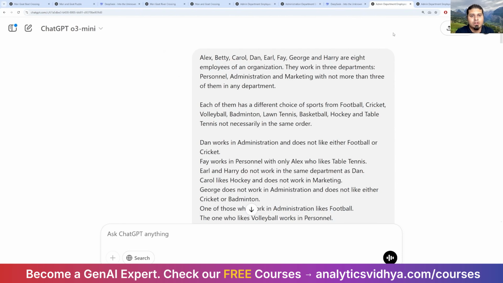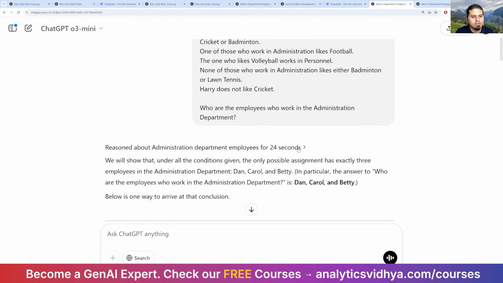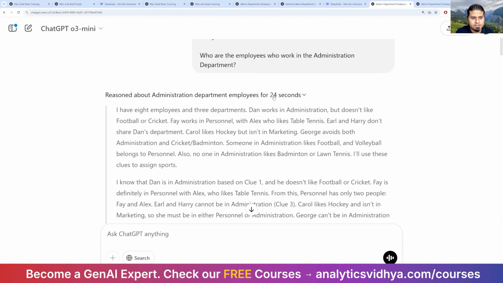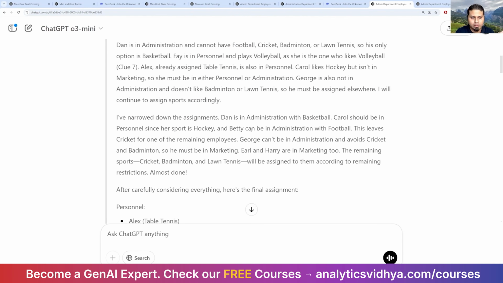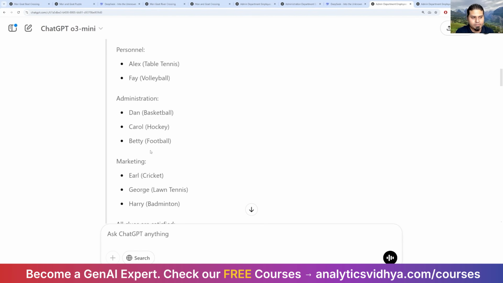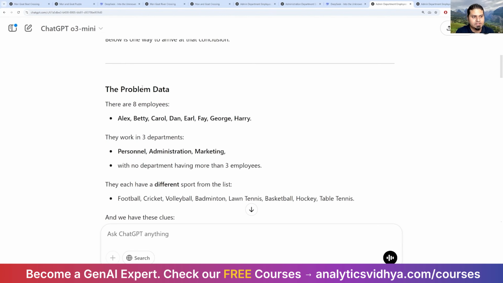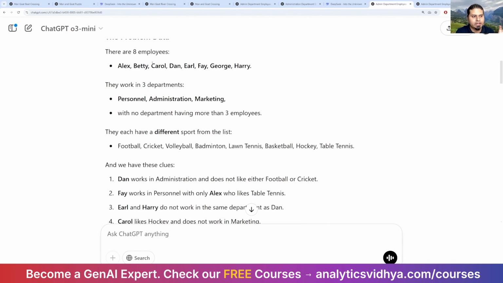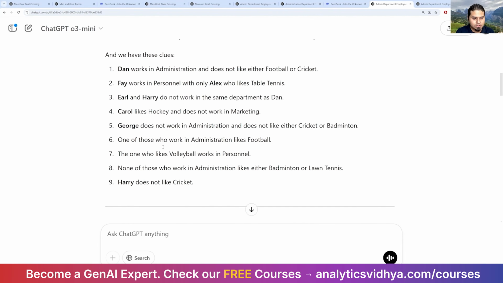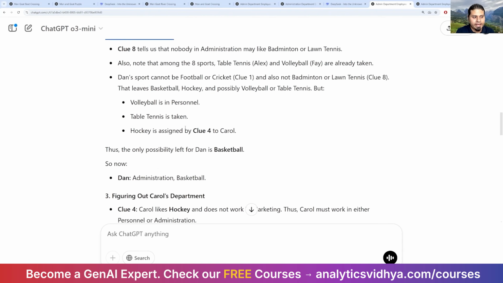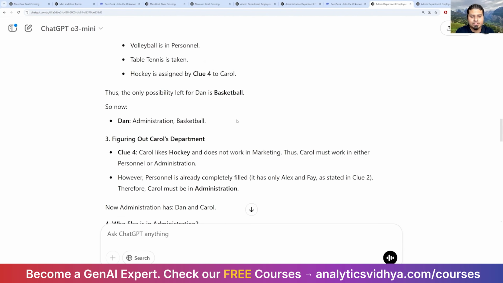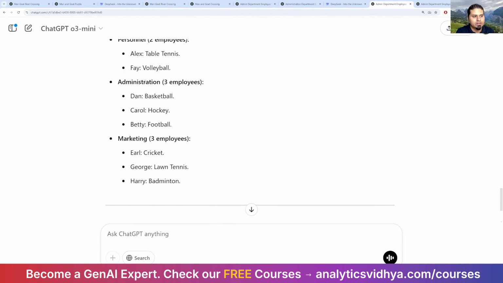Looking at o3-mini, low reasoning effort with the exact same prompt, it thought for around 24 seconds and leveraged our clues and constraints and did all the mapping, including the sport and the department they belong to. So after 24 seconds, it gives us the response, starting with the problem data, the departments, the sports, the clues, and then does a step-by-step reasoning. And it's nice to see that step-by-step it breaks down different people and keeps assigning the department and the sport they like based on the clues, which it goes through one by one till it gets to the final assignment.